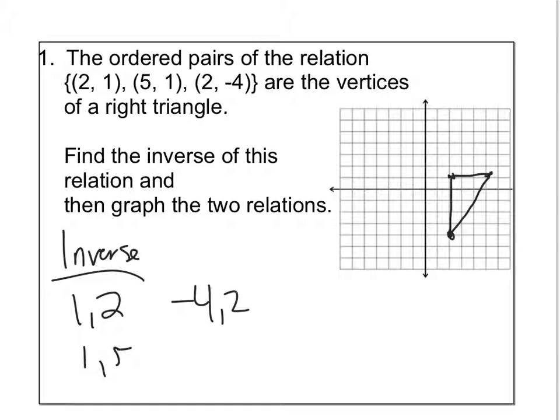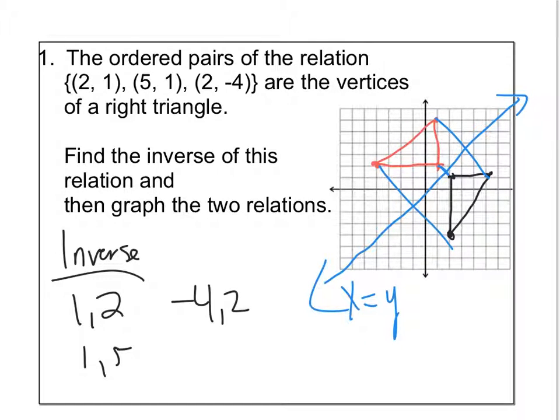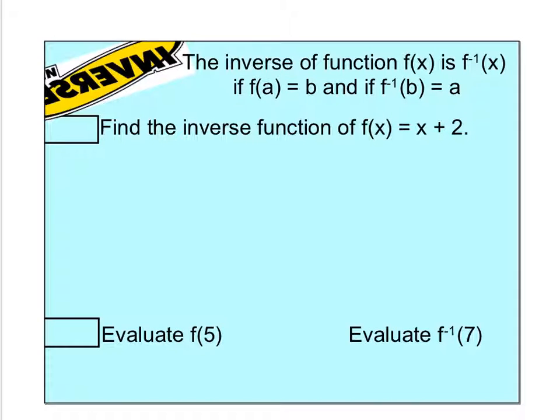Then when I go to the inverse, that's going to be (1, 2), (1, 5), (negative 4, 2). There is your inverse. And if you notice, it's reflected about x equals y. So it's reflected over what I call a perfect diagonal. It's reflected over the line x equals y. So if I draw a line, there's connected, connected, connected right there. That's how an inverse works.